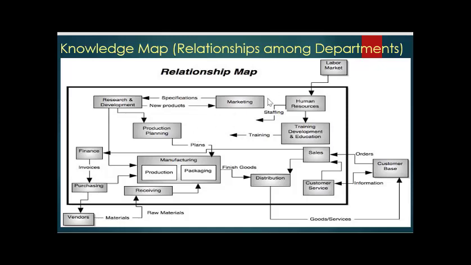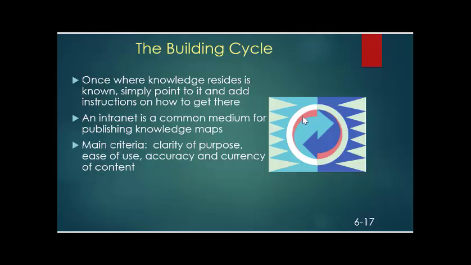To build a knowledge map, you first need to have a relationship among departments. You know what departments you have, like labor market, human resource, marketing, research and development, production planning. When we see all these departments, and we know what knowledge is relevant to each department, and the experts, the repositories, the directories which have the knowledge pertaining to these departments, then we can build a knowledge map. So this is the build cycle.